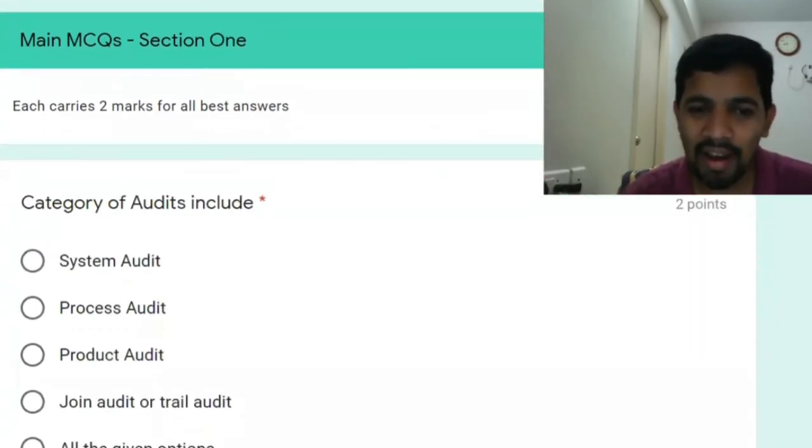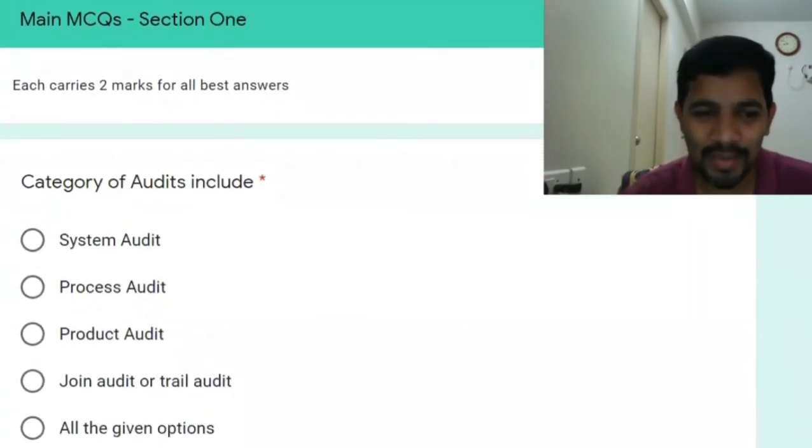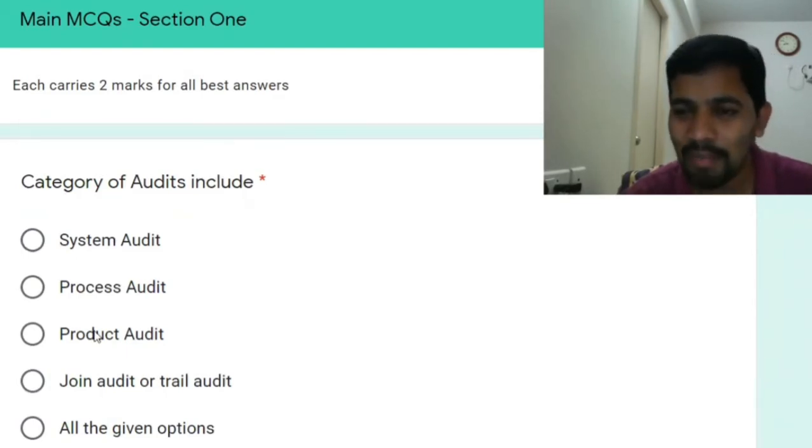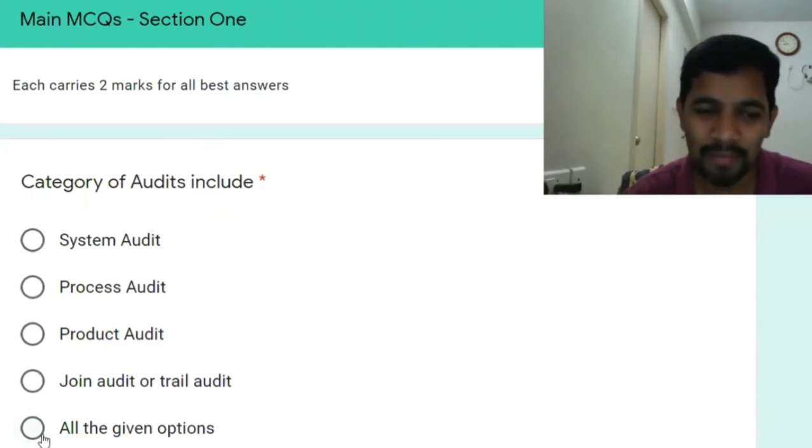So categories of audit include what? System audit, process audit, product audit, joint audit, trial audit, and all the given options. So the right answer is all the given options. These are all the typical categories of audit. Let's go to the next question.